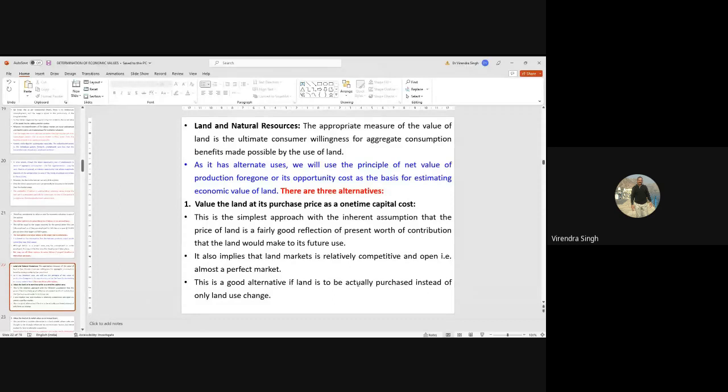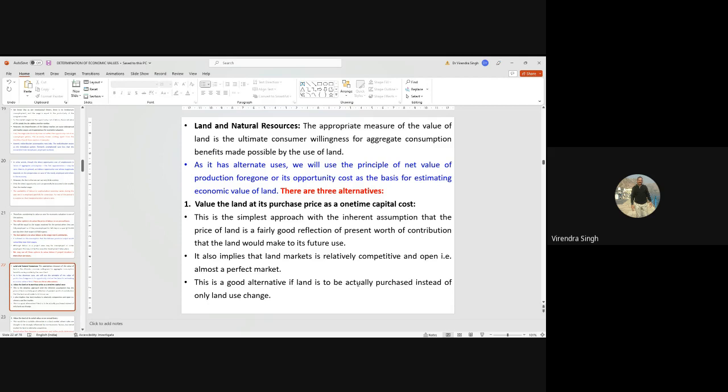Valuation of land and natural resources. The appropriate measure of value of land is the ultimate consumer's willingness to pay for the aggregate consumption benefits made possible by the use of land.